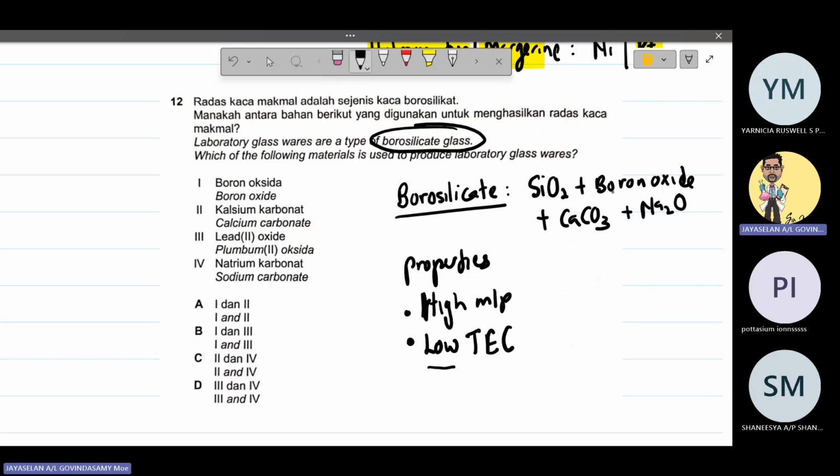Borosilicate glass. So for this one, boron oxide. So I take boron oxide, silicon dioxide, silica, and calcium carbonate. Sodium oxide or carbonate also can, but we take calcium carbonate. Okay, answer A. Any question?